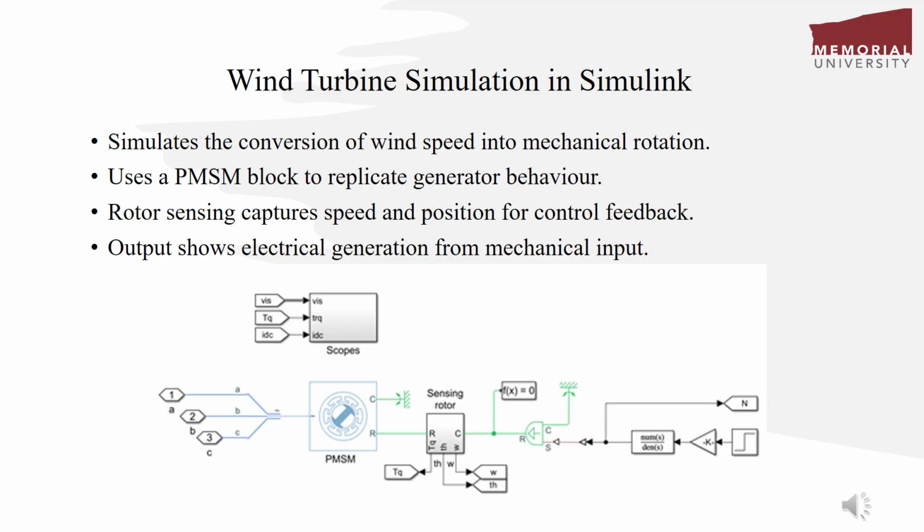This Simulink model represents how a real wind turbine works. It begins by simulating wind speed, which drives a mechanical rotation. This mimics the spinning of the turbine blades.